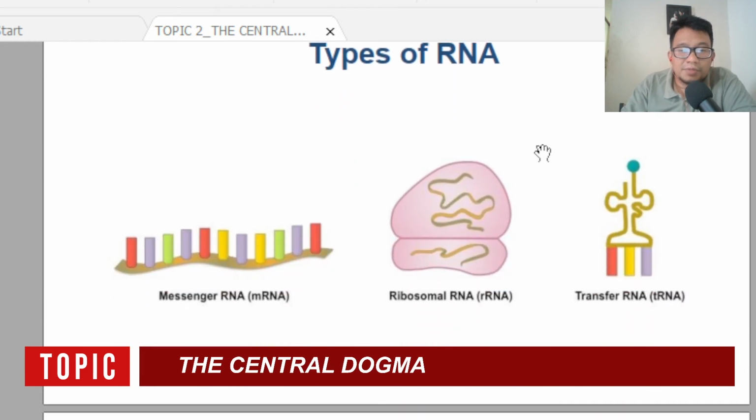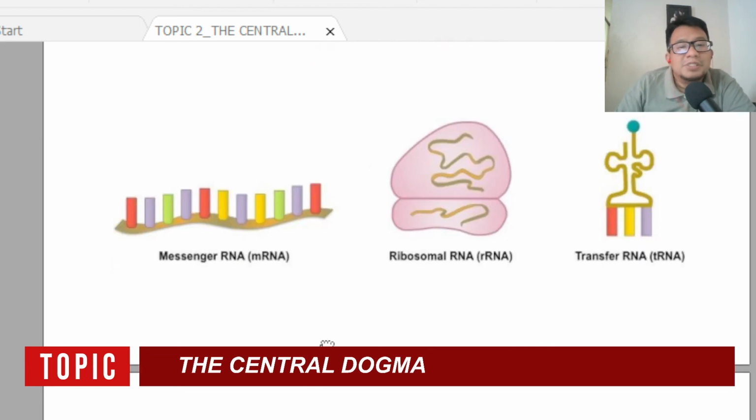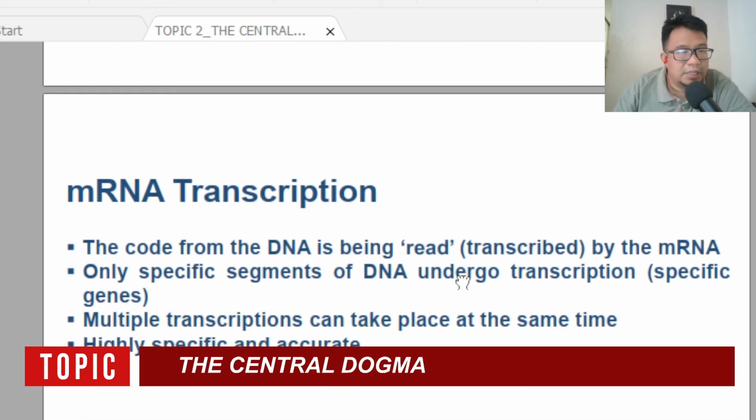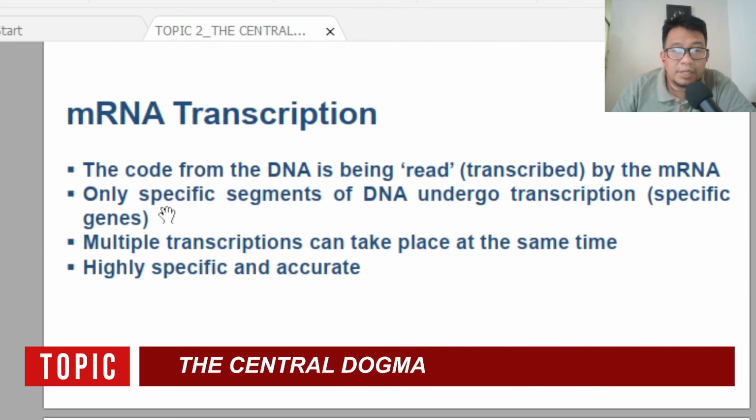Okay, so there are types of RNA. You have the messenger RNA, the mRNA, the ribosomal RNA or the rRNA, and the tRNA or the transfer RNA. Even though that they are all RNAs, but they have specific jobs, and each of them have a very important and specific jobs to do. So, but in this case, let's focus more on the mRNA. So when you say the mRNA, the code from DNA is being read or transcribed by the mRNA. Okay? So only take note only specific segments of DNA undergo transcription. And we are referring to the specific genes.